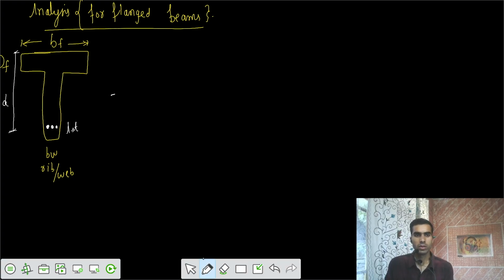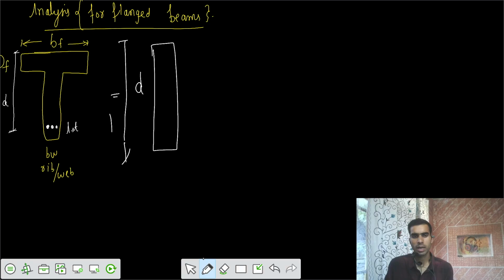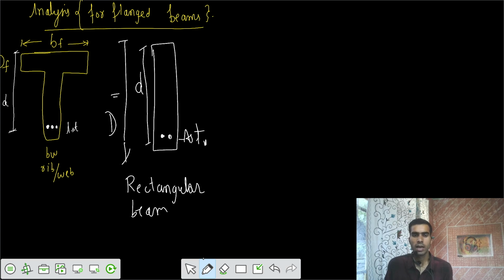This equals some beam of depth D dash. Actually, we are saying in terms of effective depth, capital D would be there also, and we are saying in terms of small d also. But we are treating it as a rectangular beam, and we have some steel of AST1. And we say that there is one more beam that we call an imaginary beam, similar to that of a doubly reinforced beam.